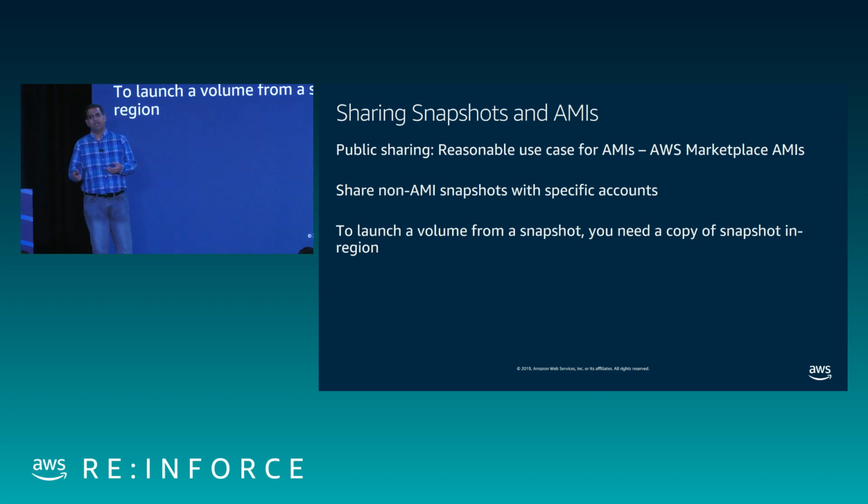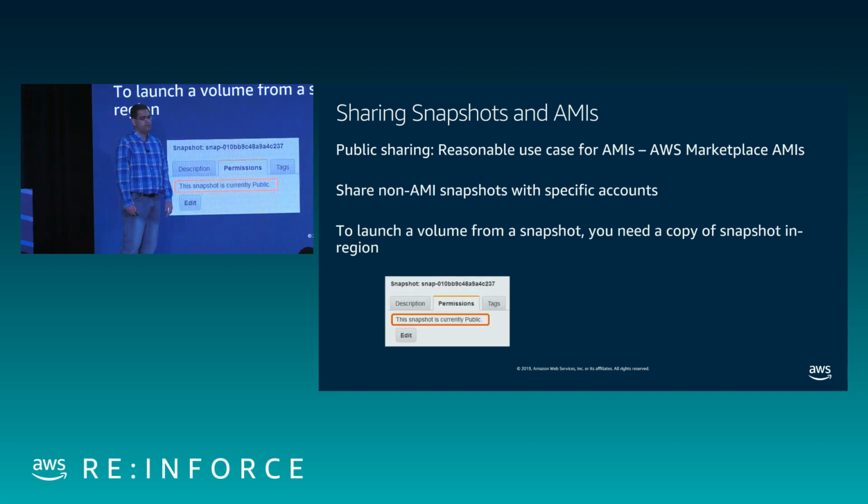The other thing for you to realize is to launch a volume, especially if you're sharing across accounts, you need a copy in region. So in other words, you can't share a snapshot and then automatically launch a volume in a different region. So one of the questions we get is, how do I check if my snapshot is public?